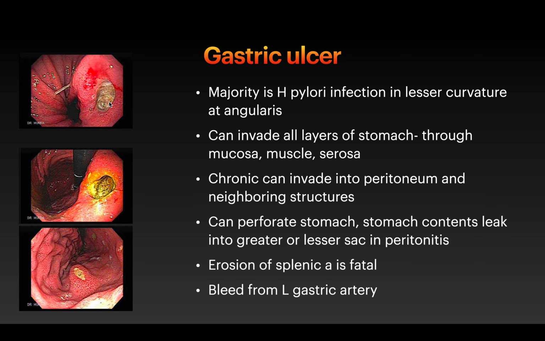And this reaction will cause a hole to be eaten into the mucosa, and in bad cases, it can invade all the layers of the stomach, and then all the way into the peritoneum and into the neighboring structures. So it can invade the liver, the spleen, and perforate the stomach itself. And that's problematic because that can cause peritonitis once the stomach contents leak out. And posteriorly, if it keeps eroding, it can actually erode the splenic artery. And of course, the splenic artery is a pretty big artery, and this is unfortunately fatal.